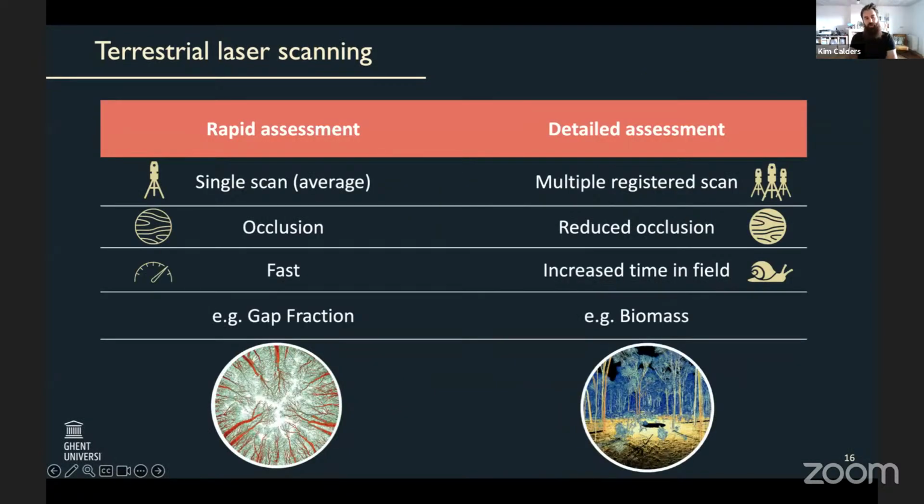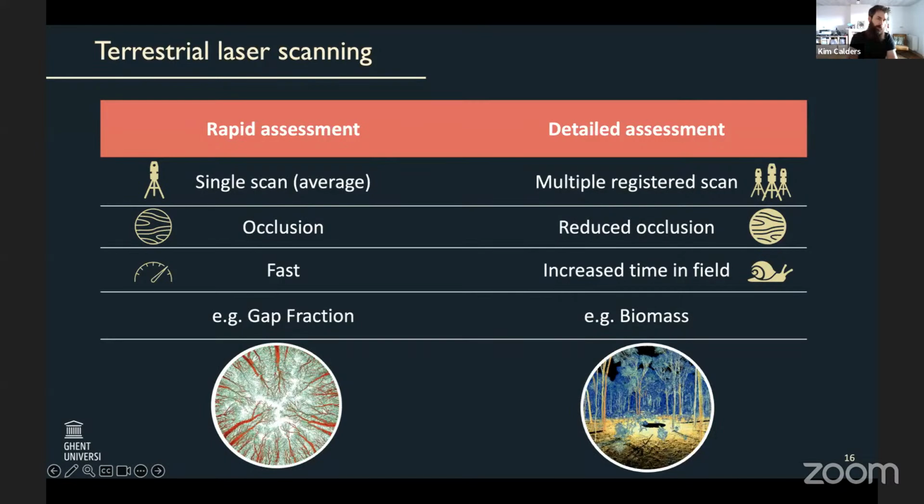I'm not going to go too much into detail of how we collect the data, how the scanner works, how we analyze it. I want to more focus on the applications, but I quickly want to highlight there's basically 2 ways to work with LiDAR data. And on the right, you have the detailed assessment. And that's the way that most people deal with these LiDAR data. So you go to the forest, you put your instrument in multiple locations to reduce the occlusion. And you typically build up these 3D images, like you see in the circle below. So you really make a 3D scene, a 3D point cloud. Typical applications are, for example, biomass assessments.